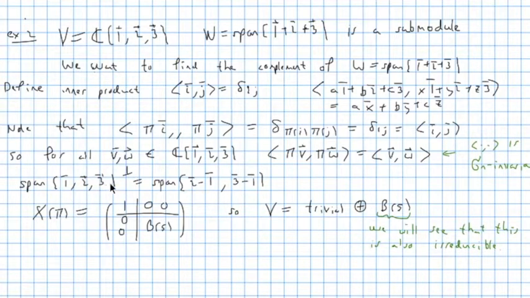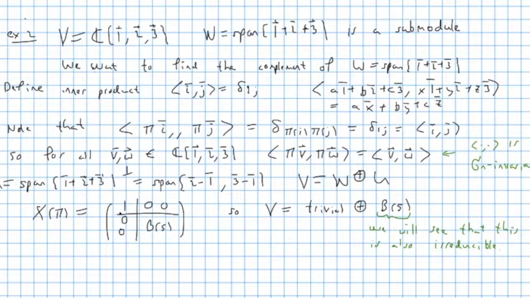Therefore, the orthogonal complement of the span of the vector 1 plus 2 plus 3, call it W, is going to be a submodule. In this case it's going to be a two-dimensional space, and I just pick a basis that's orthogonal to 1 plus 2 plus 3. Then if I call this U, I know that V is the direct sum of W and U.